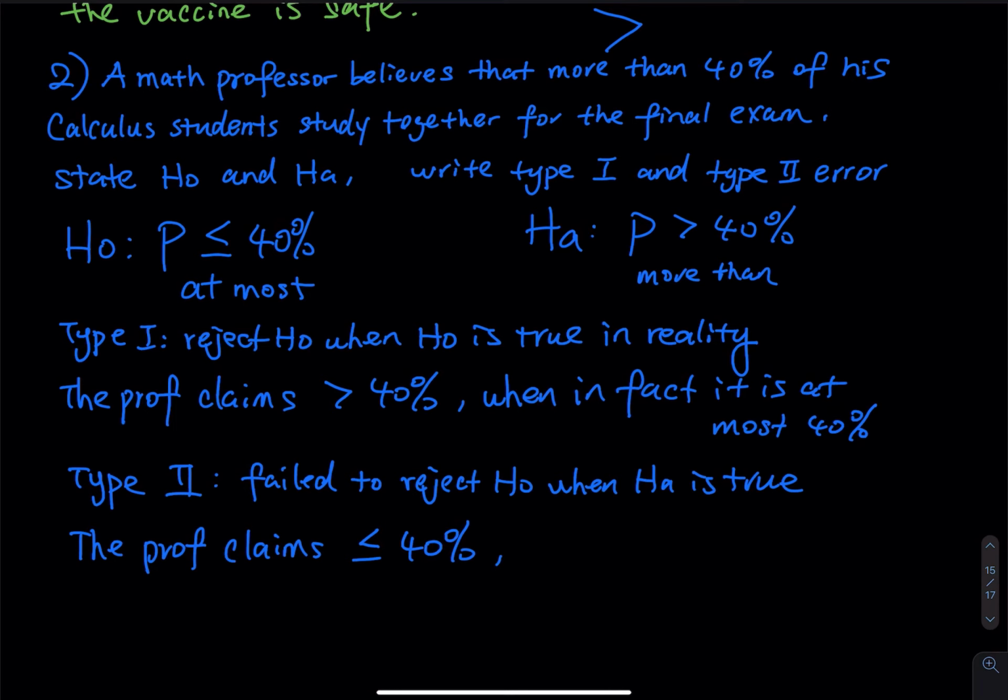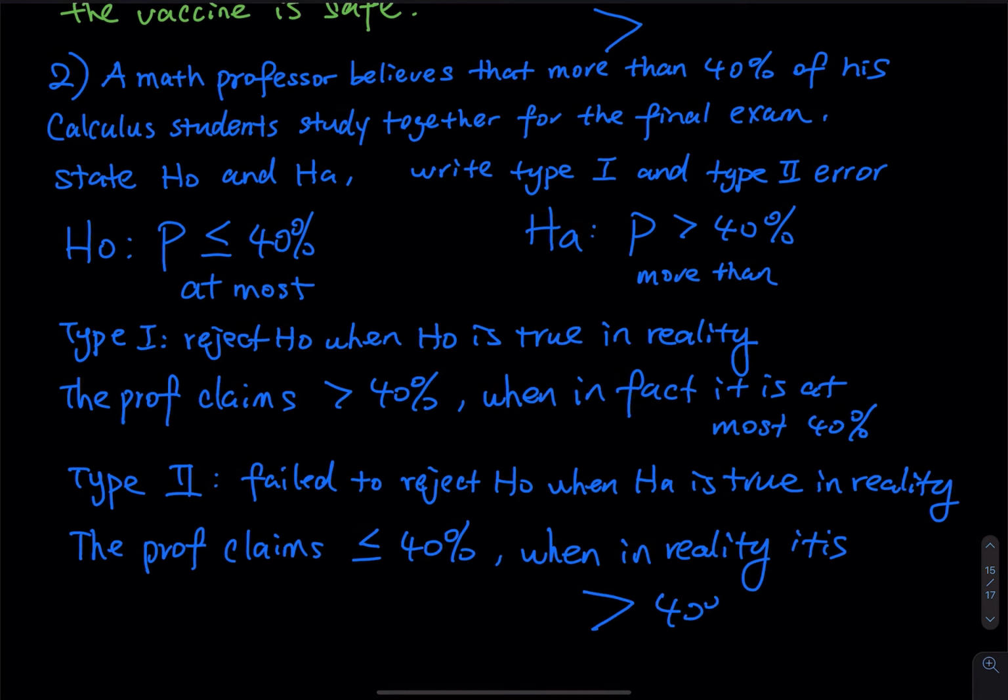And then what's next? When HA is true in reality. You don't need to write in fact if you don't want to. You can write in reality. It is what? It is HA is true. It is more than 40%. More than 40%. So that's how you follow the logic.